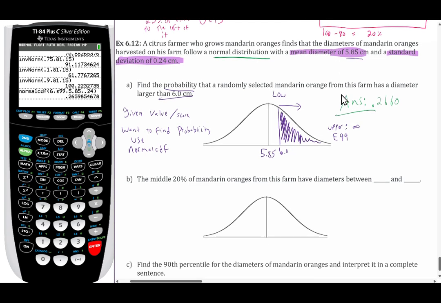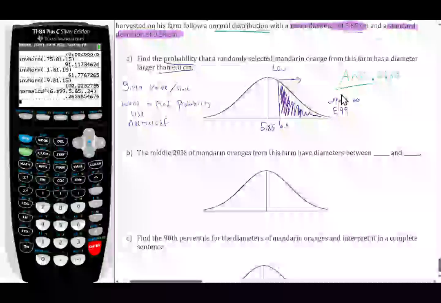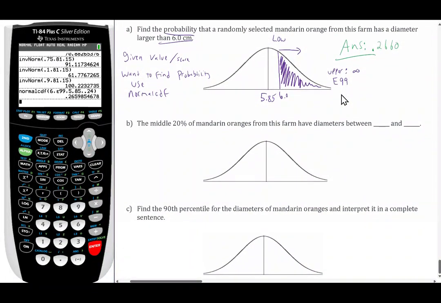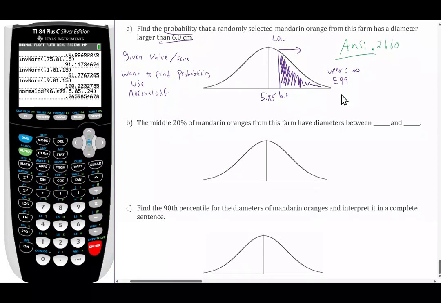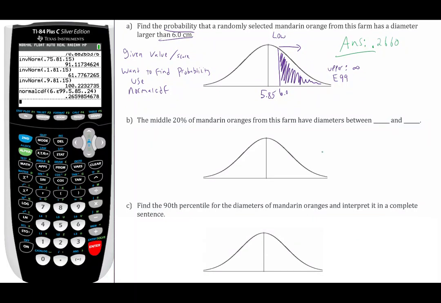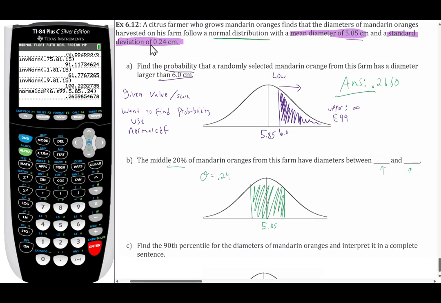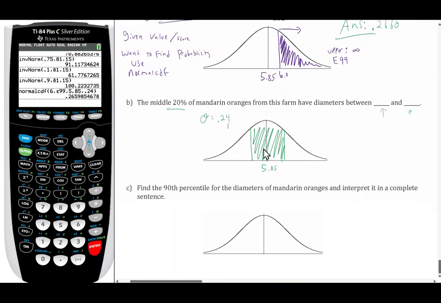All right, in the last two examples, I forgot there was a part C. Part B says the middle 20% of mandarins from this farm have diameters between, and then there are 2 values here. Well, if we're looking for the middle 20%, we're looking for this approximate area. I know that the mean is still 5.85. I know that the standard deviation is still 0.24. Just getting that right from the question again. I'm going to write it because I'm going to scroll down a little bit and we're not going to be able to see the question itself.